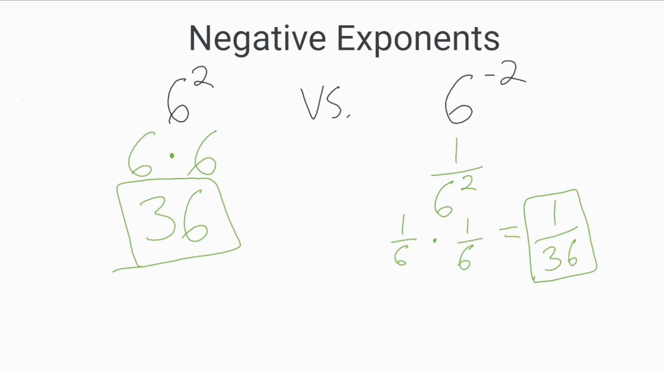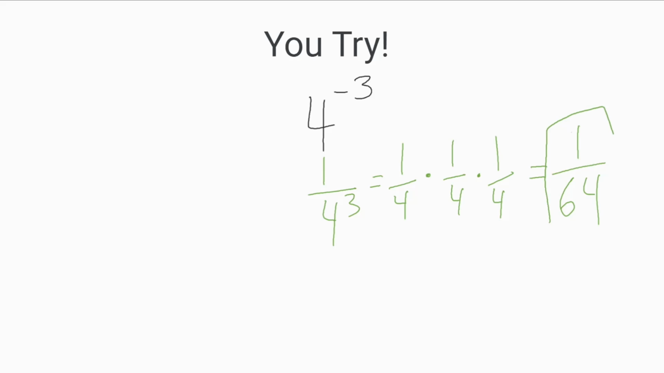Let's go ahead and jump into another example for you to try. So here we have 4 being raised to the negative third power. Now if we follow the example from the previous problem, this will actually change into 1 over 4 to the positive third, which is the same thing as saying 1/4 times 1/4 times 1/4. Now 4 times 4 is 16. 16 times 4 is 64. So we'll have 1 over 64 being our final answer.